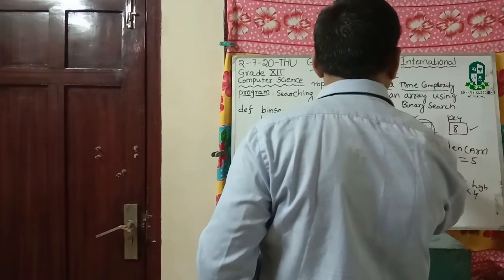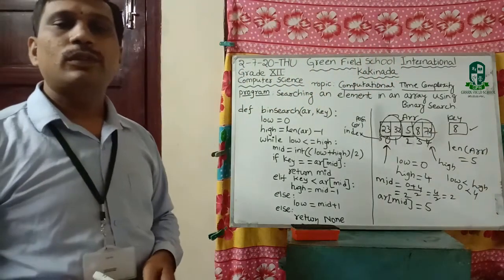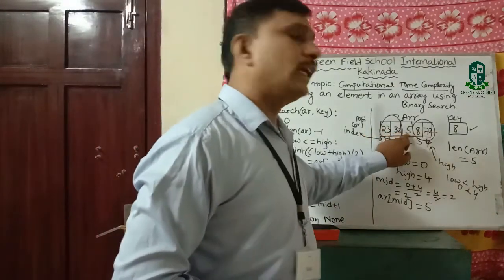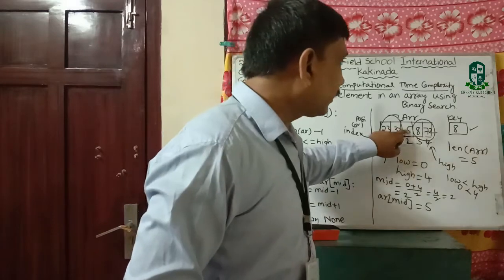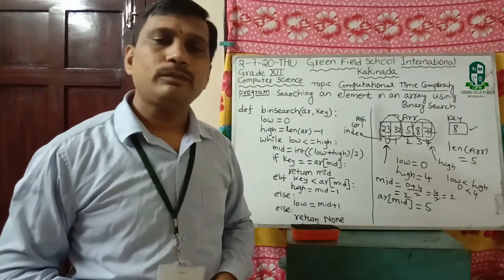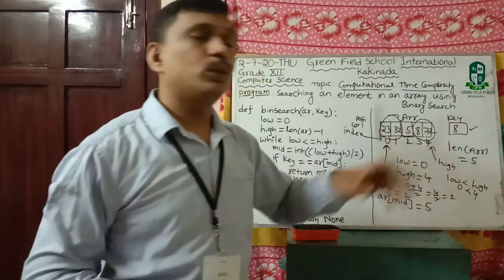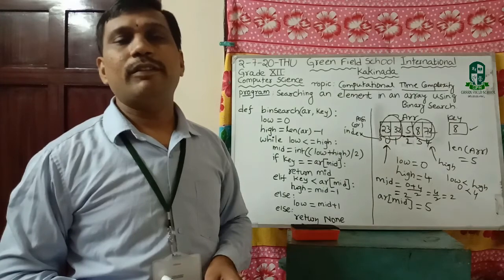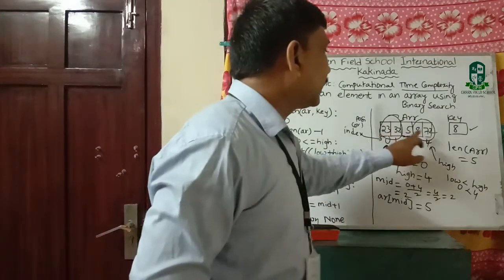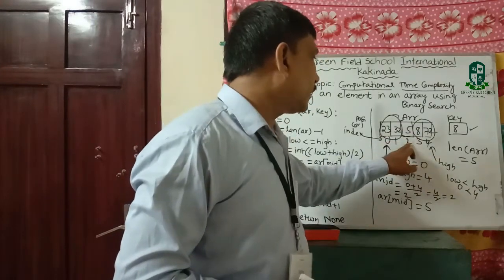So the entire problem can be divided into 3 parts: actually 2 segments and 1 mid element. We already checked the mid element. If the mid element is our key element, then we display the position and location of the key element. Suppose this entire set can be divided, based on this mid element, into 2 parts.